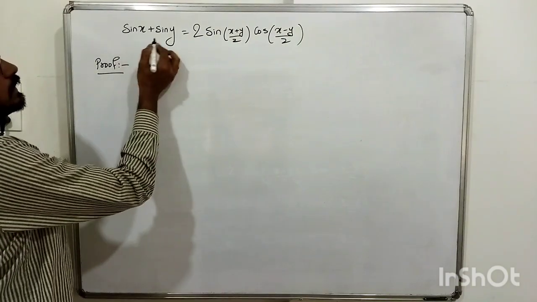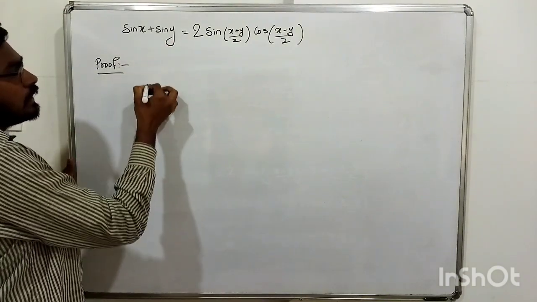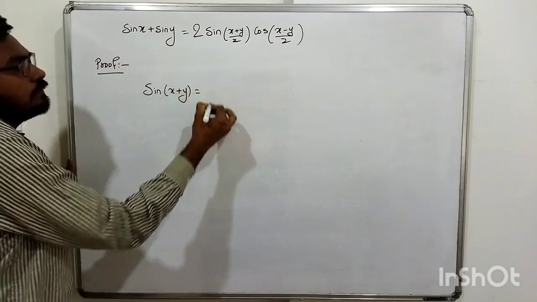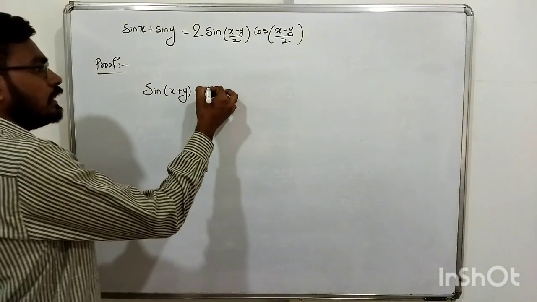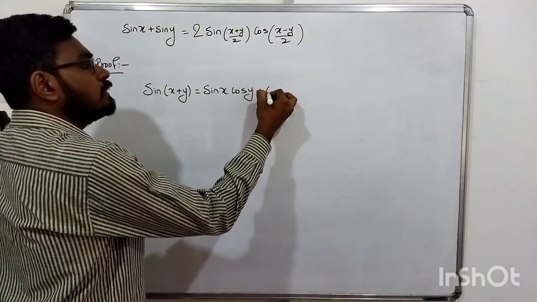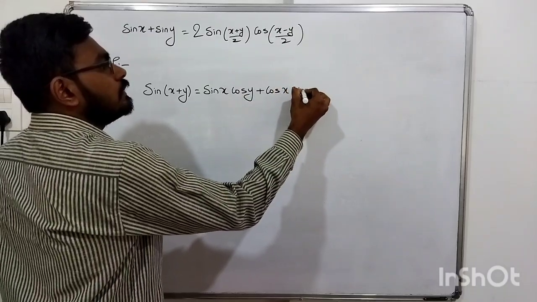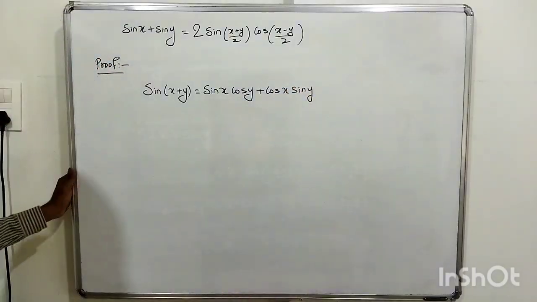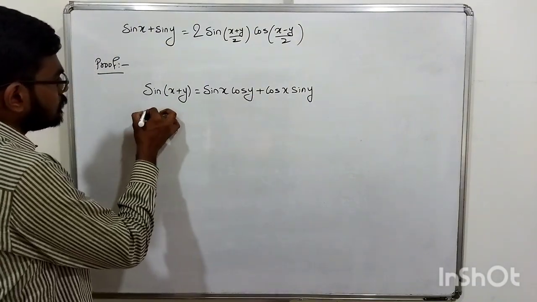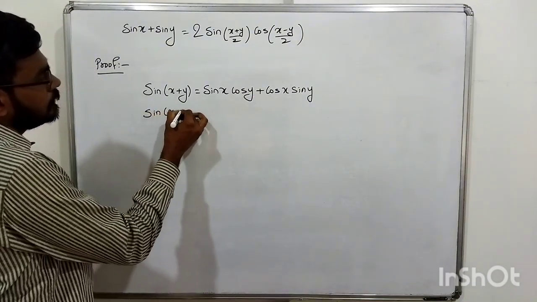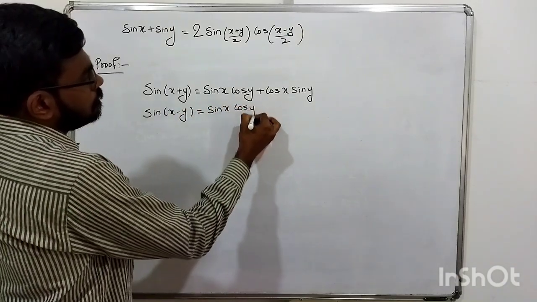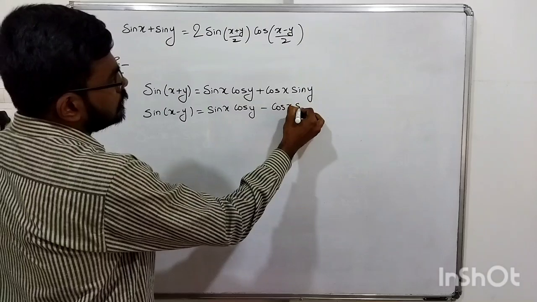So sin of x plus sin of y. For this I am taking this formula first, sin of x plus y. This is the sum of angle formula. So what we write here: sin of x cos of y plus cos of x sin of y. And as you all know, if there is minus here, there is minus here also. So sin of x minus y is equal to sin x cos y minus cos x sin y.